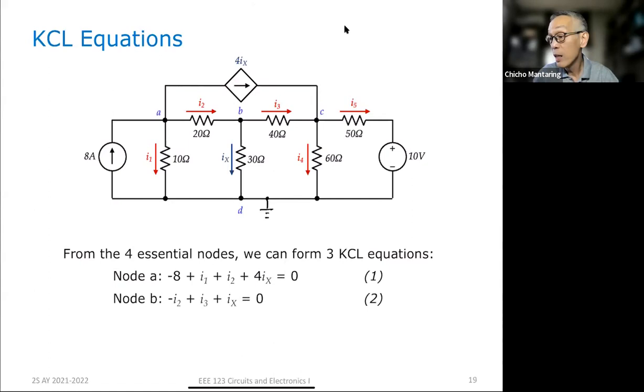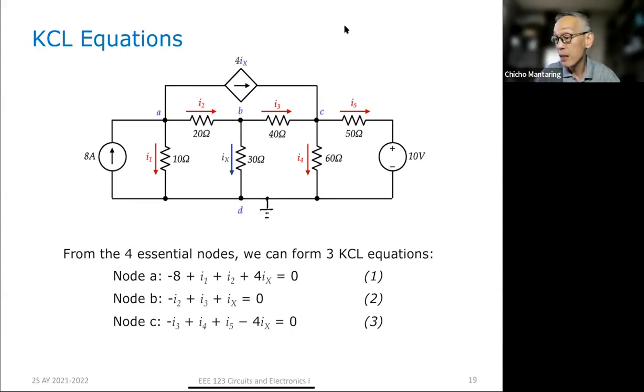Then for node B, I have minus I2 plus I3 plus Ix is equal to 0. Then for node C, I have minus I3 plus I4 plus I5 minus 4ix is equal to 0. So those are my 3 KCL equations.